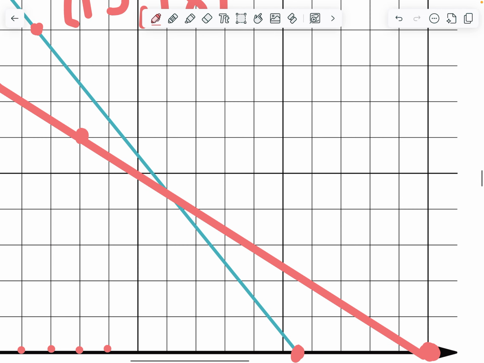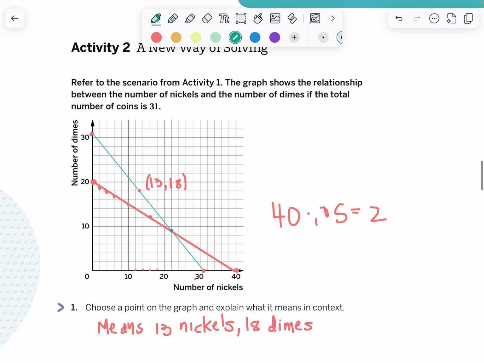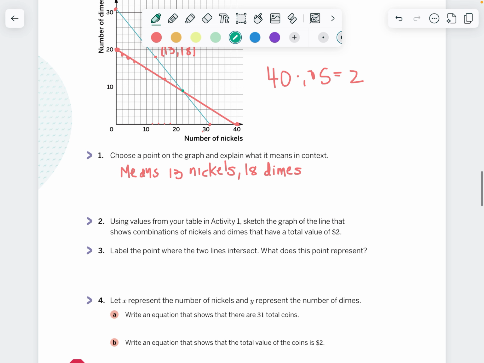So I'm going to use a different color here, and I'm going to label this point. It should be right here, a little dot, and then we want to give it a number. And that number, pretty close. Label the point where the two lines intersect. What does it represent?